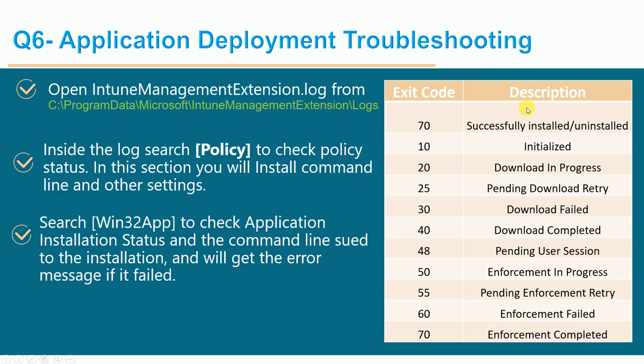And here I mentioned a few of the exit codes which you can see inside this Win32 app, like 70 is used for successfully installed or uninstalled, 10 is initialized, 20 is download in progress, 25 is pending download or retry, 30 is download failed, 40 is download completed. So all these exit codes you can see inside this log, the Microsoft Intune Management Extension. So from here you can start your troubleshooting.